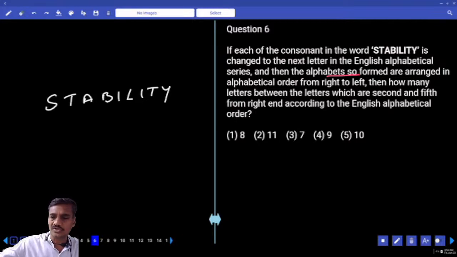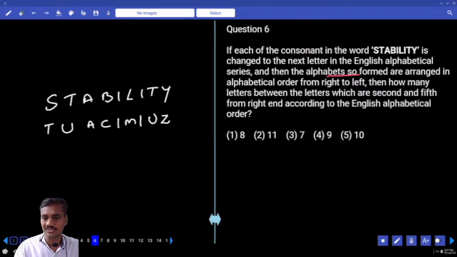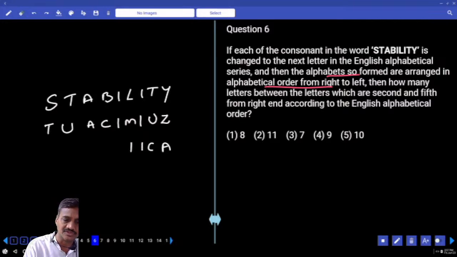Okay. Now first, each consonant changes to the next letter, and S, T, T, U, and A will remain as they are, and B, C, I, L, M, I, T, U, Y, J. Then all the letters are arranged in alphabetical order from right to left. This is A, next one is C, and next one is I, isn't it? Next one is M, and next to M, what is the next letter we have? And T. And how many T's are there? There is only one T. There are two U's and Z.